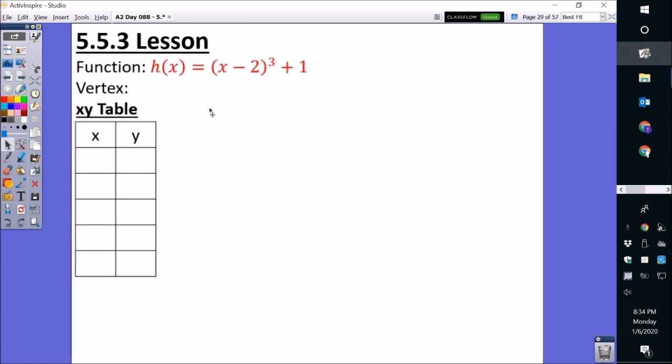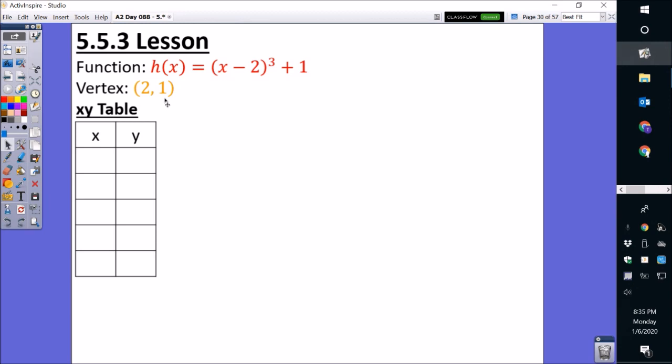In this next example, we have the function h of x equals the cube of x minus 2, and then plus 1. What we did in the previous two examples, now we're going to do to identify the vertex. So opposite x, same y. Since it's x minus 2, the opposite will be positive 2, and the plus 1 is for the y, so same y, meaning positive 1. So our vertex is 2, comma, positive 1.